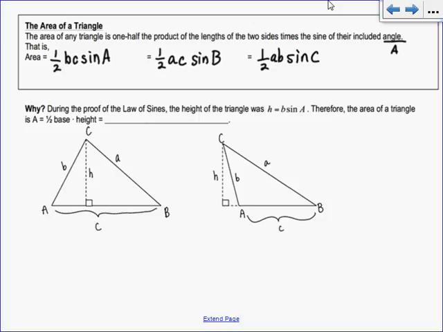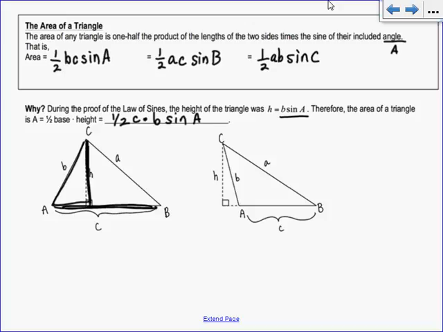So it says why. During the proofs of the law of sines, the height of the triangle was h, which was b times sine of a. So that came from this little thing here. Like your angle, the sine of an angle is opposite over hypotenuse. It was h over b, sine of a. So therefore, the triangle is 1/2 base times height. So it's 1/2 c, that was the base, and then the height was that b times sine of a. So it worked out. Okay, so that's kind of where that's coming from. It's like using a right triangle.